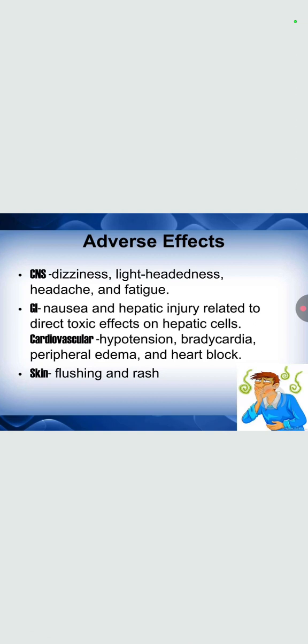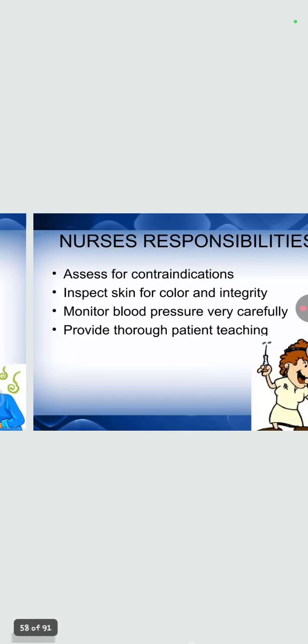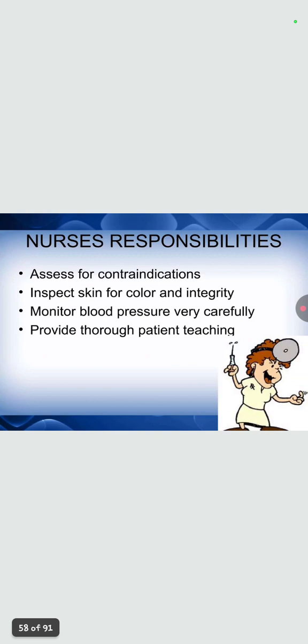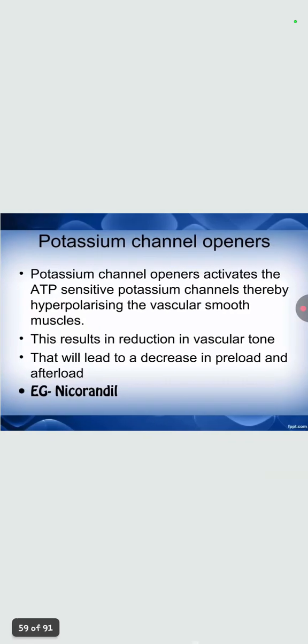Cardiovascular effects: hypertension, bradycardia, peripheral edema, and heart block. Skin: flushing and rashes. These are the skin conditions. Then nurse responsibility: assess for contraindications, inspect the skin for color and integrity, monitor the BP very carefully, and provide thorough patient teaching.